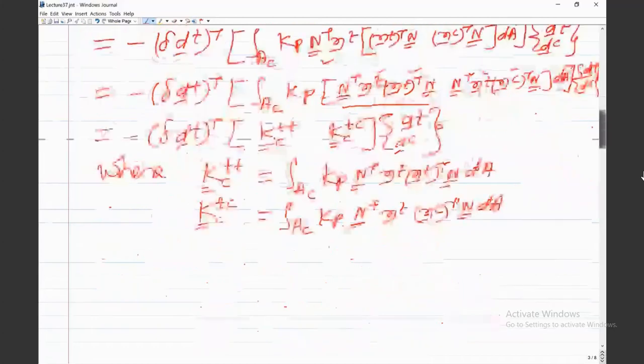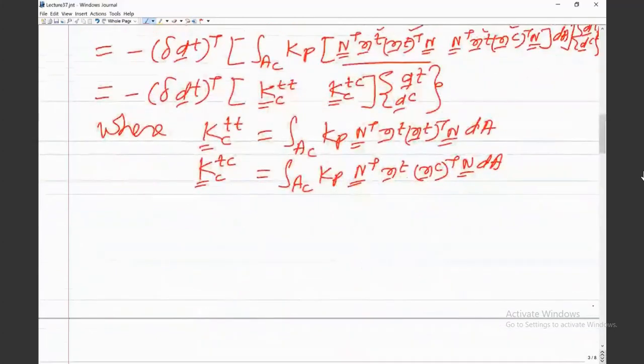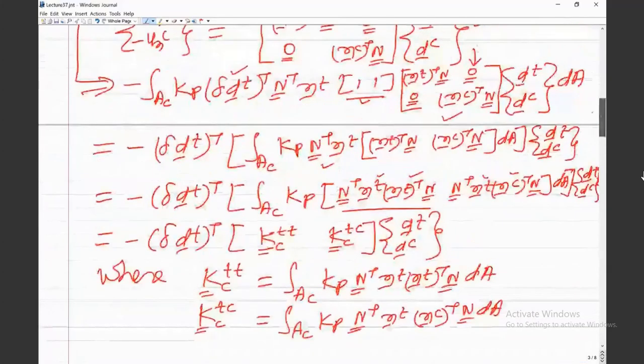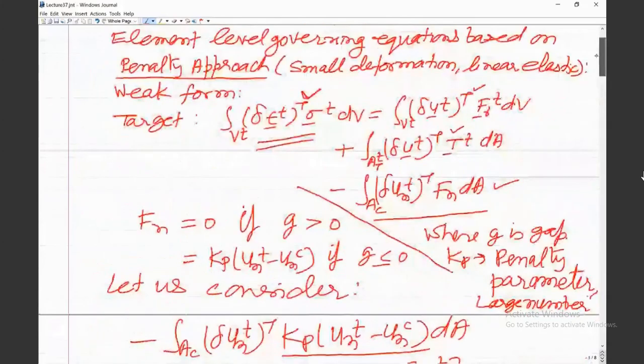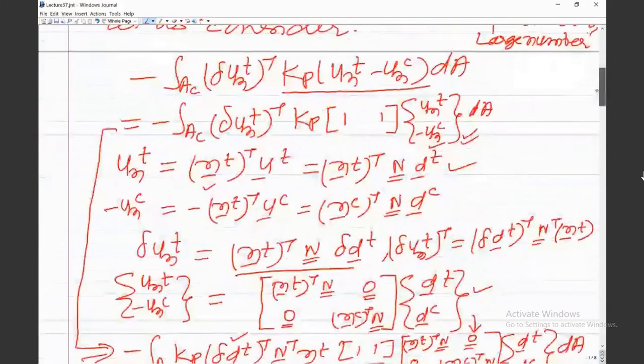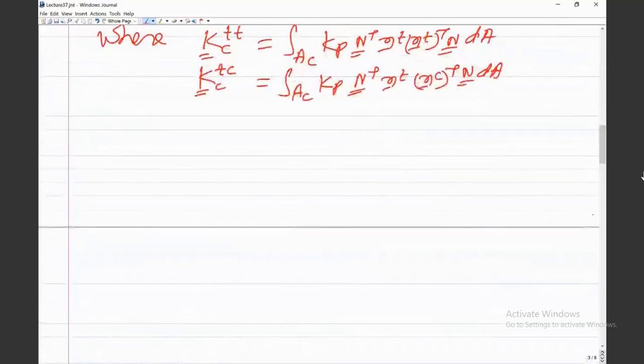So now we can write the element level governing equation for the target. For the other terms, if you have difficulty in actually writing the element level form, you can let me know. But I assume that you can write them easily, and that's why I'm explaining only about this term, how to write this term. And therefore finally from the big form you get the element level governing equation for the target.